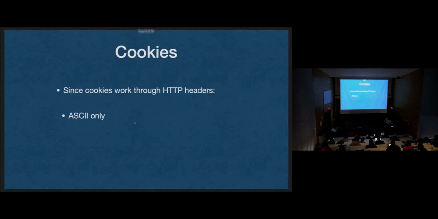So whenever you want, since they're in headers, ASCII only on cookies. Cookies can only have ASCII characters. It's just the way it is. Only ASCII characters in cookies. If we want any non-ASCII characters in a cookie, we're going to base 64 encode them.